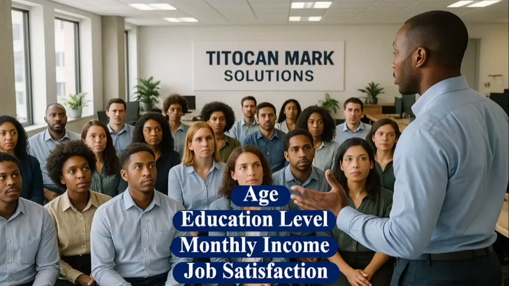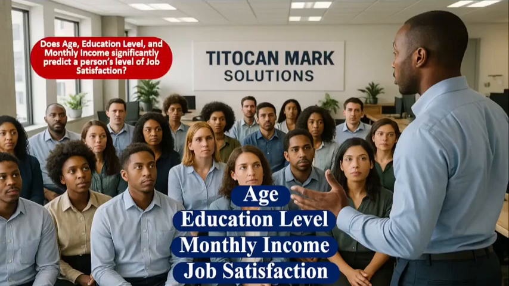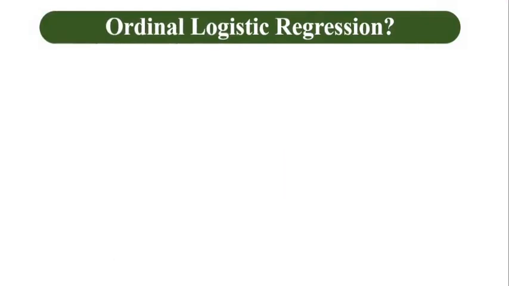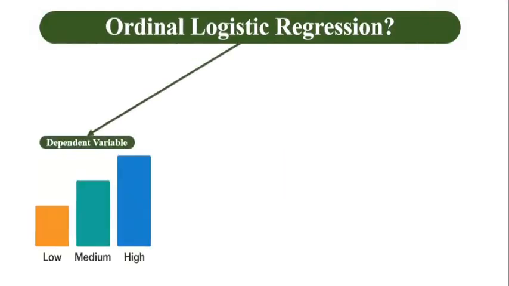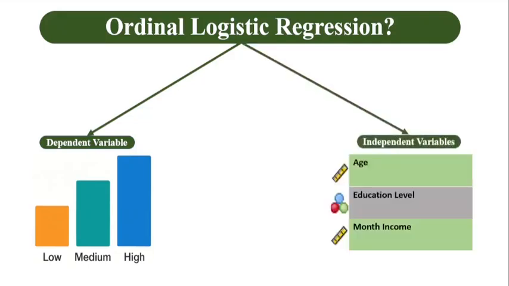Then the research question that asks, does age, education level, and monthly income significantly predict a person's level of job satisfaction, can actually be answered using ordinal logistic regression, because in ordinal logistic regression, the dependent variable must be an ordinal variable and the categories must have a natural order such as low, medium, and high, like the researcher has collected. And the independent variables can be a mix of continuous scale variables and categorical nominal variables, like he also has in his data collection.